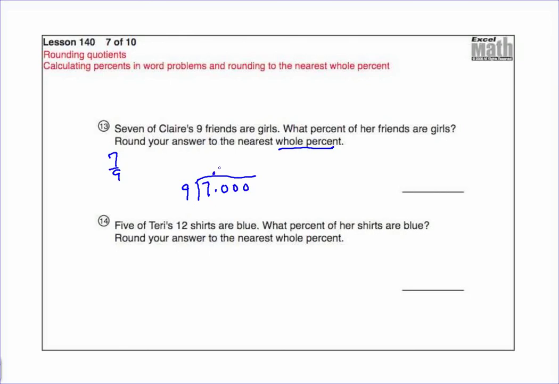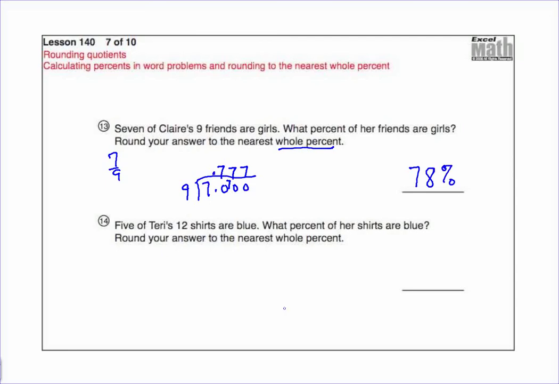9 goes into 70, 7 times. 7 times 9 is 63. It's a leftover of 7. 9 goes into 77 times. And it's just going to keep repeating. So we round that off to 78%.